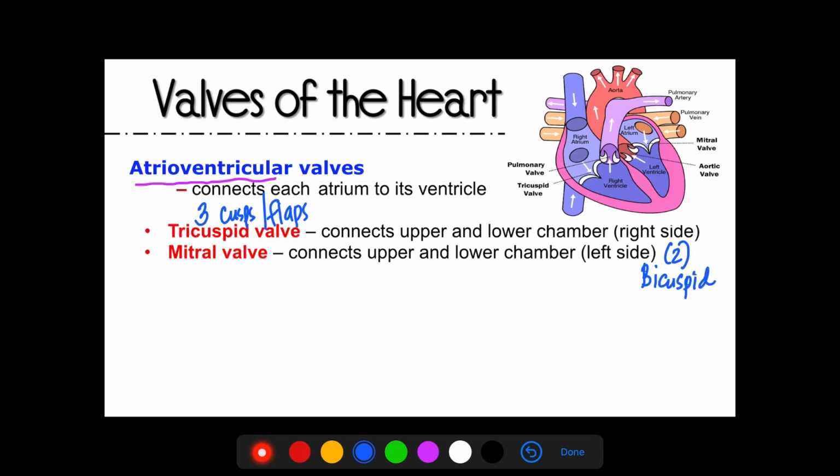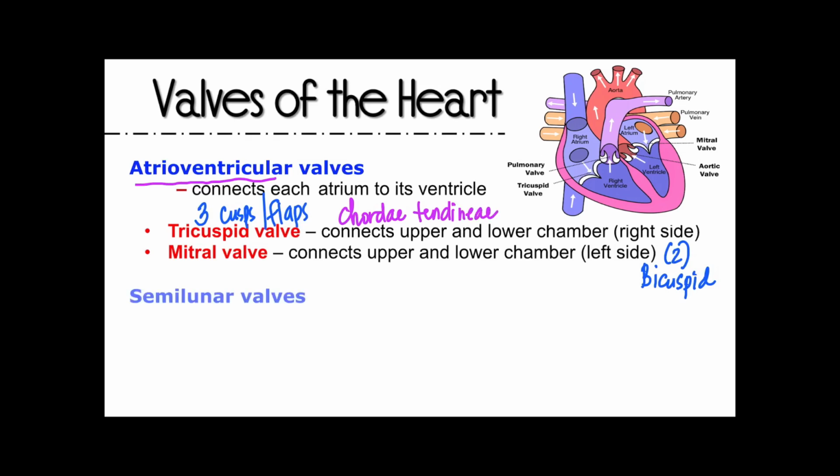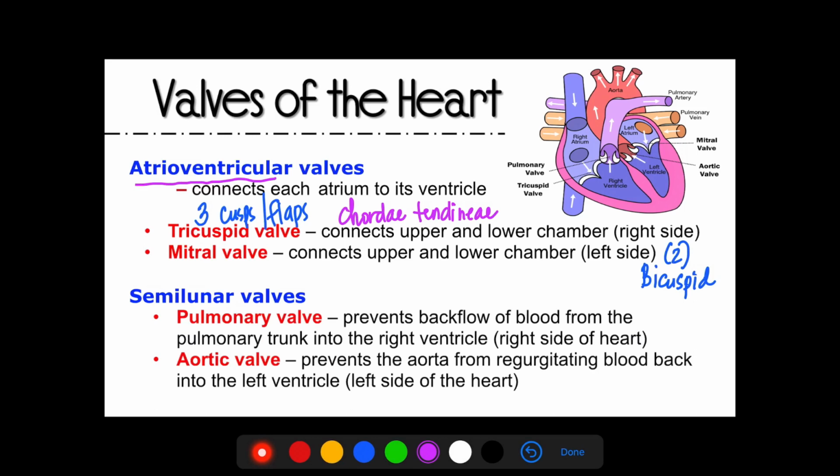Another thing, these atrioventricular valves are attached on the ventricular side of the heart to tough strings, and we call them chordae tendineae. Next one, we have the semilunar valves. The semilunar valves are named such because of their shape. They are like a crescent moon. Also, they are located between the ventricles and the arteries that carry blood away from the heart.